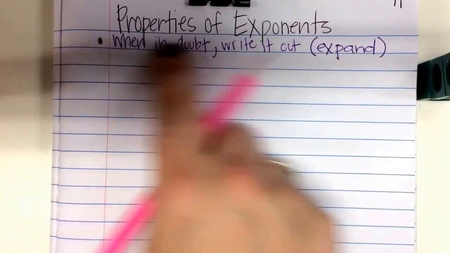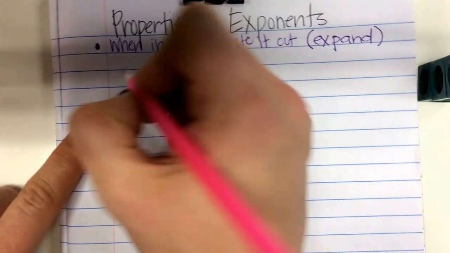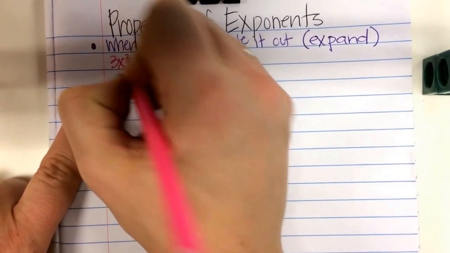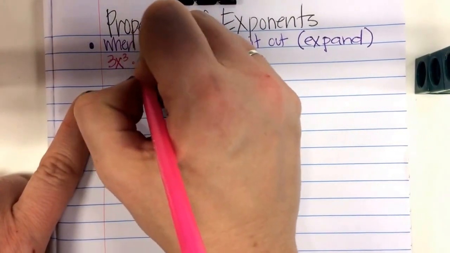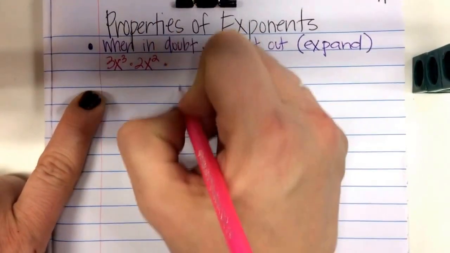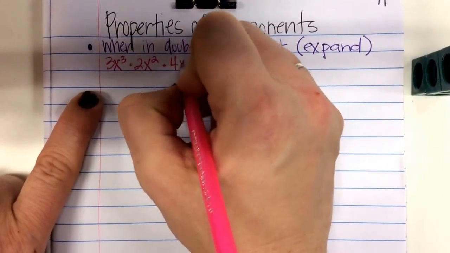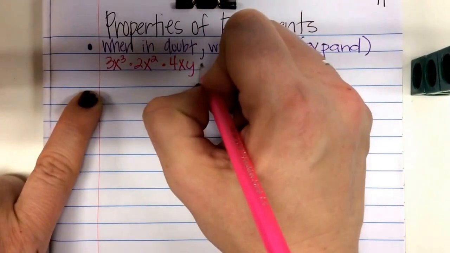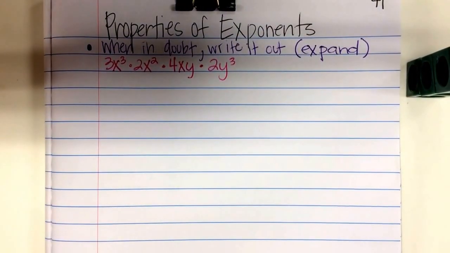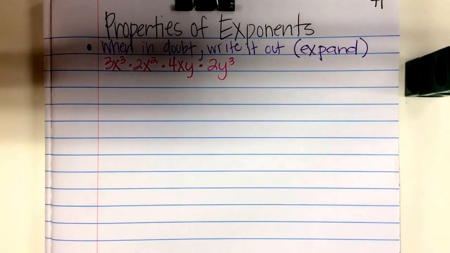Properties of exponents. When in doubt, write it out. Expand it. Instead of having the problem 3x to the third times 2x squared times 4xy times 2y to the third, I don't know how to do that problem. So when in doubt, write it out.